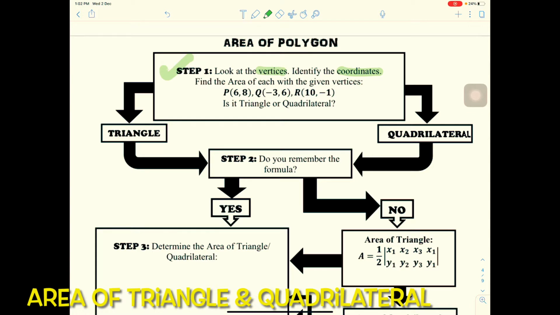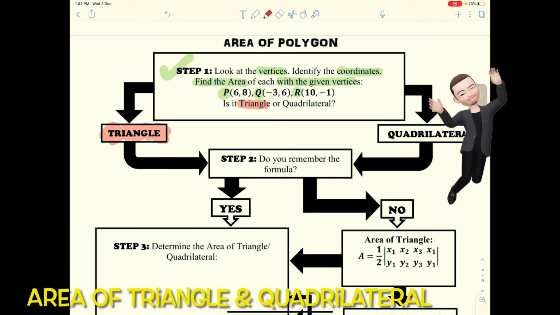For the example question, find the area of each with the given vertices. From here, point P, point Q and point R are 3 vertices. Is it a triangle or a quadrilateral? Of course, this is a triangle. So color triangle here, and then follow the steps.